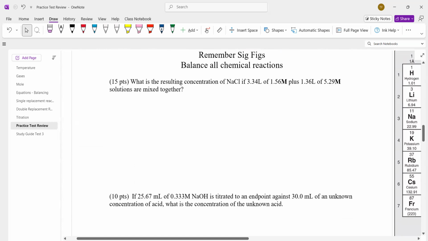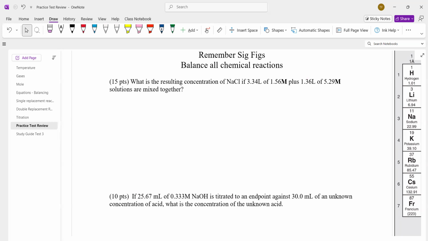Okay, so what if we dump 2 solutions together? We've got one solution of sodium chloride and another solution, different concentration. We're dumping them together. What's the final concentration? Okay, so concentration is moles per liter. So we need to get the moles from each one, add the moles together, and then also add the volumes together. And that'll give our final moles per liter.